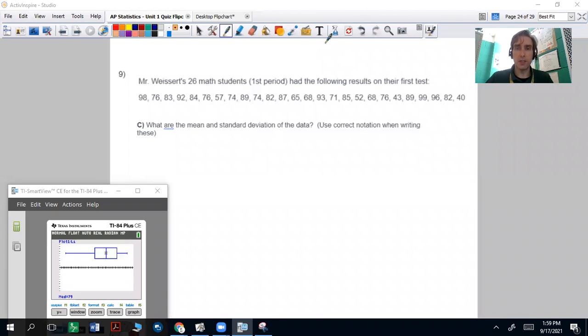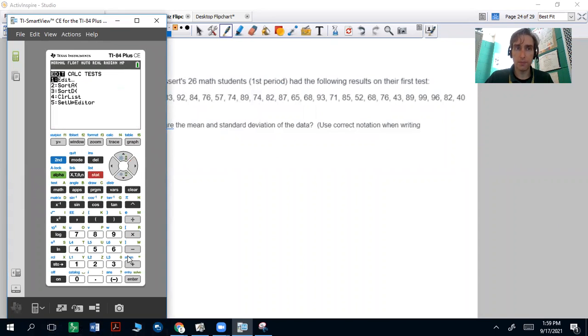What are the mean and standard deviation of the data? You don't need to do any work for this. You got your data in here. Go to calc, 1 variable stats, down to calculate. Your mean is that x with the bar. Standard deviation is the Sx. So 15.8, 76.9.